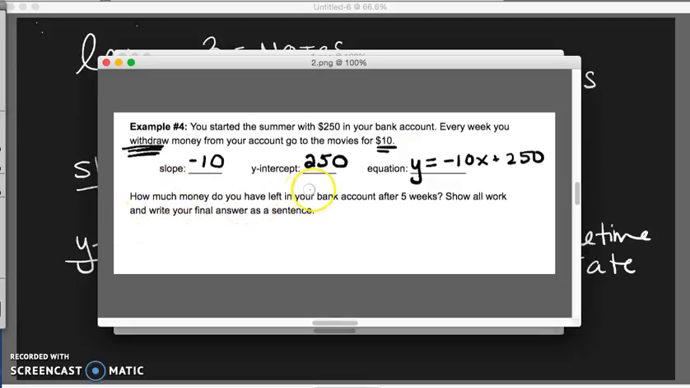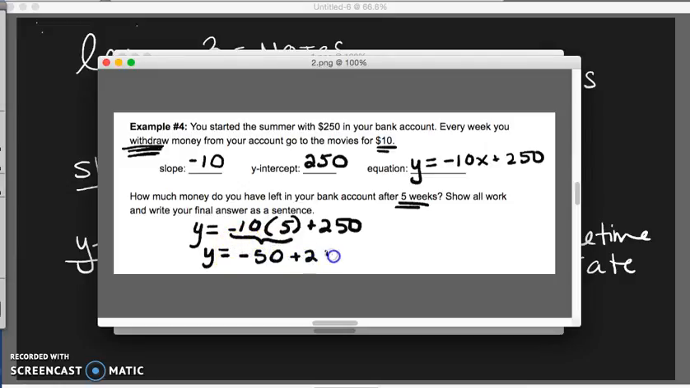How much money do you have left in your bank account after 5 weeks? So if you take out $10 every week, and you wanted to know after 5 weeks, how much is there? Y equals negative 10 times 5 plus 250. Y equals, multiply, negative 10 times 5 gives you negative 50, plus 250. Y equals negative 50 plus 250 gives you positive 200.